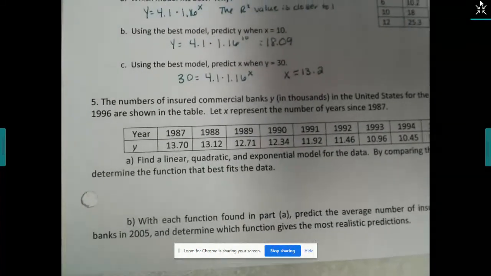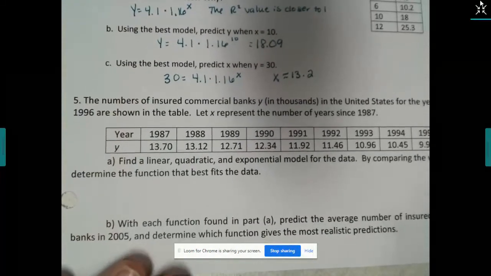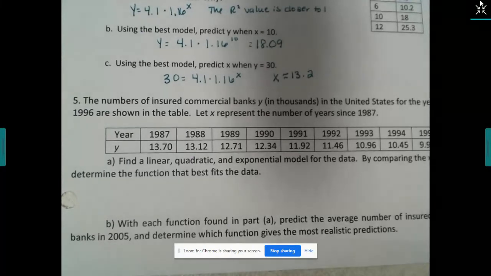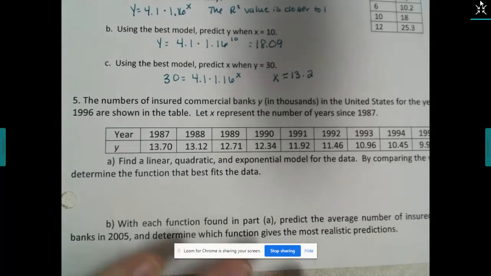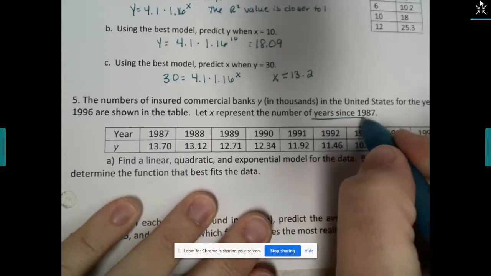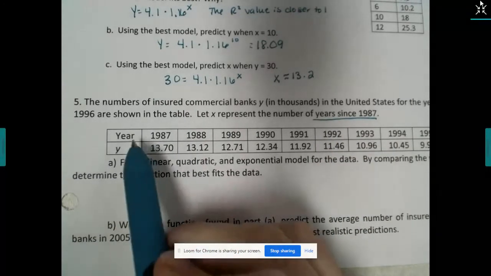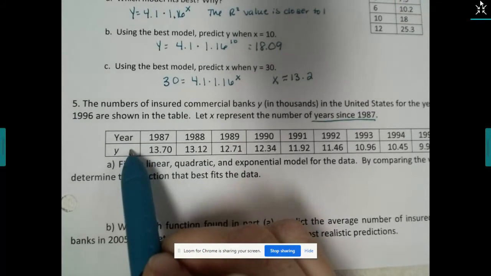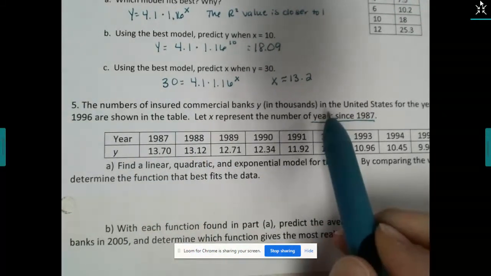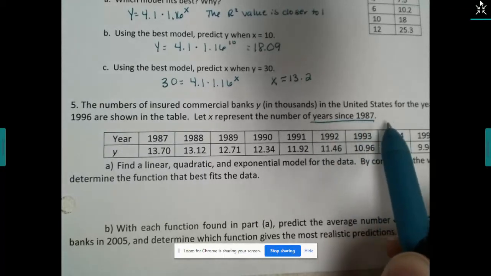Okay, one more. So in this last one, we are looking at the number of insured commercial banks, which is our y in thousands in the United States from the years 1987 to 1996. And x represents the number of years since 1987. So that is super important. So if we look at this table, we have the year, we have the y, but it tells me that x is the number of years since 1987.